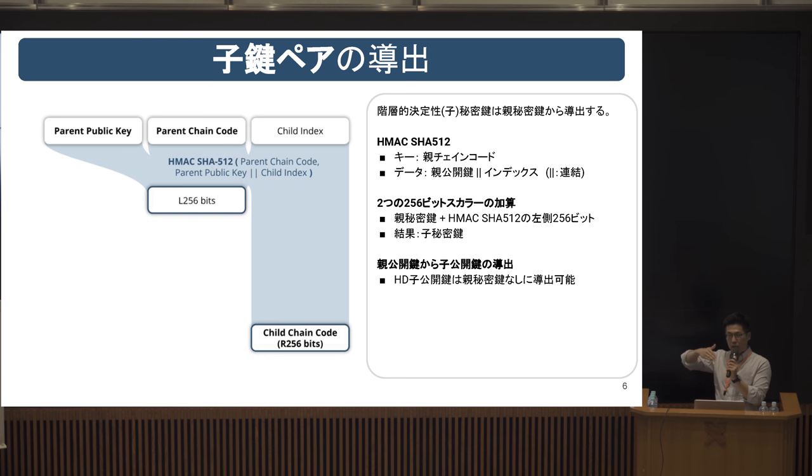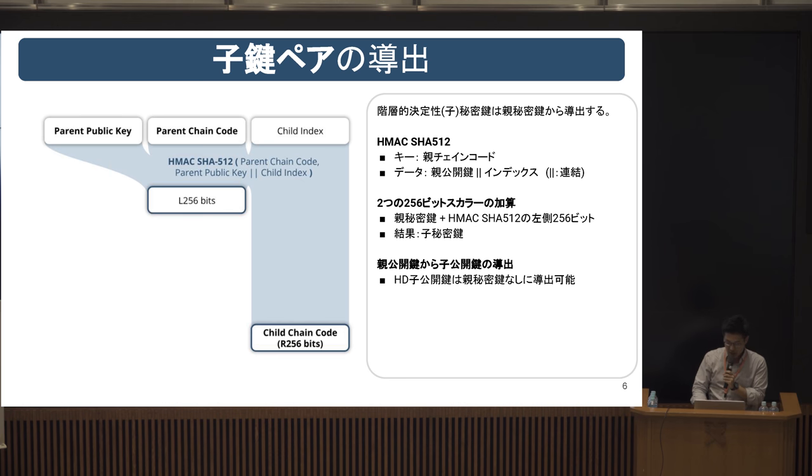So for every child, we use an index to derive that specific child. Again, we pass that through an HMAC function, here with the parent chain code as the key. We concatenate the parent public key and the child index to get, again, 512 bits. We split it up into left and right. The right side, as you can see down there, represents the child chain code now.